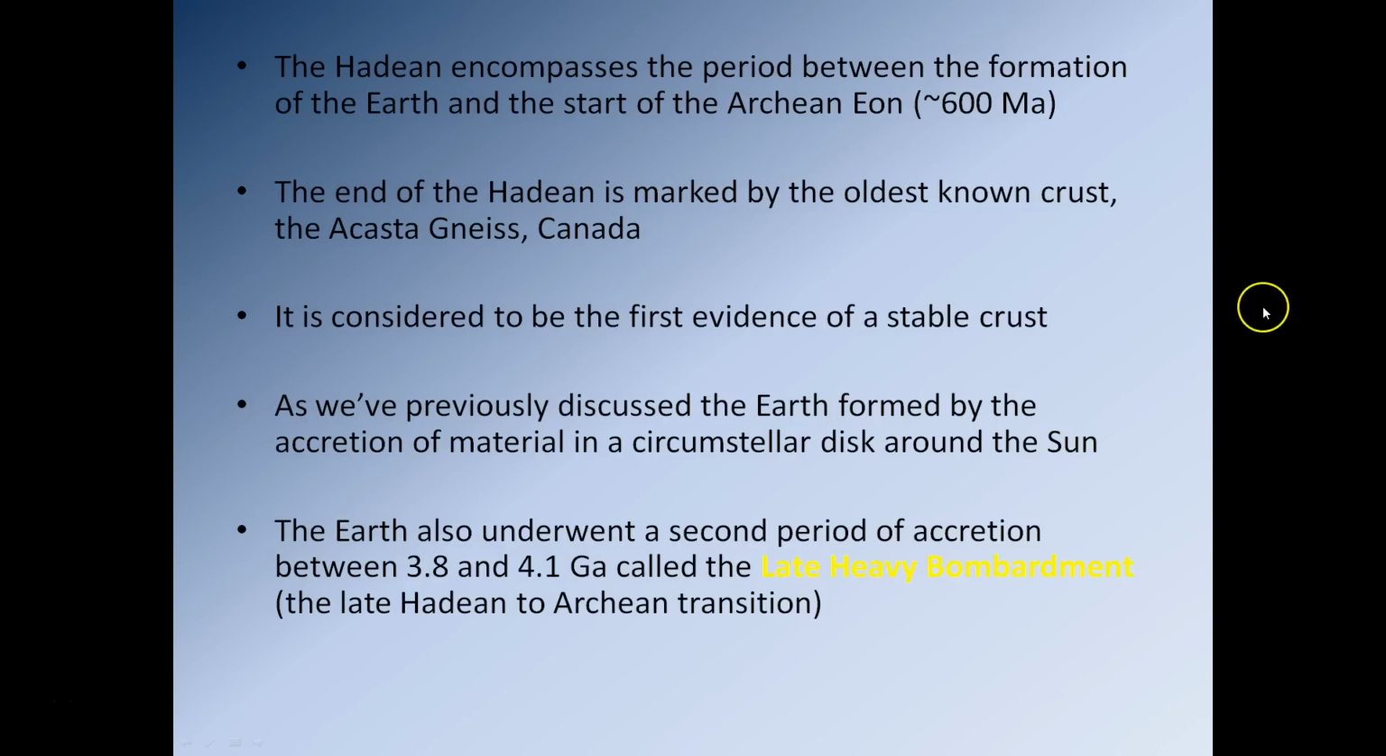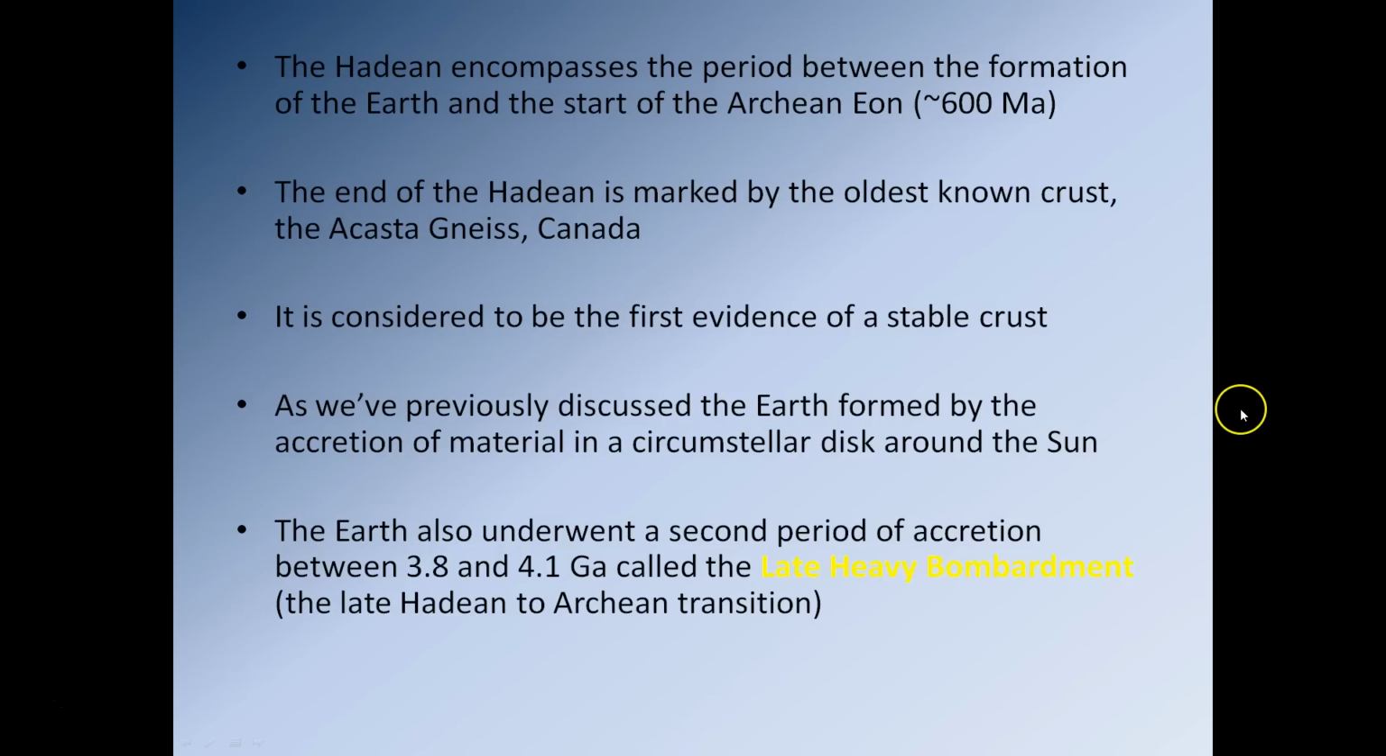So, as we previously discussed, the Earth formed by accretion of material in a circumstellar disk around the juvenile Sun. We know that. What most people don't know is the Earth actually underwent a second period of accretion. That occurred between about 3.8 and 4.1 billion years ago, and this is called the Late Heavy Bombardment. Essentially it straddles the Late Hadean and into the very, very early Archean.